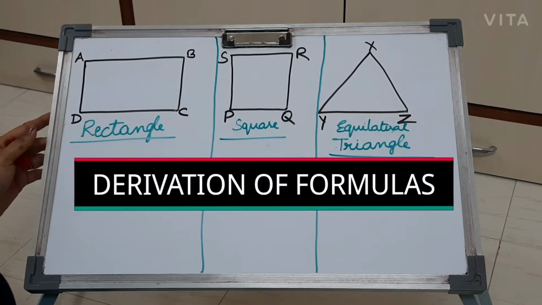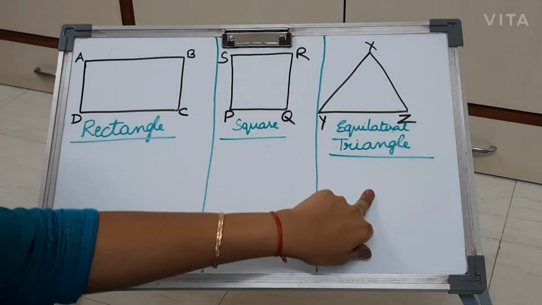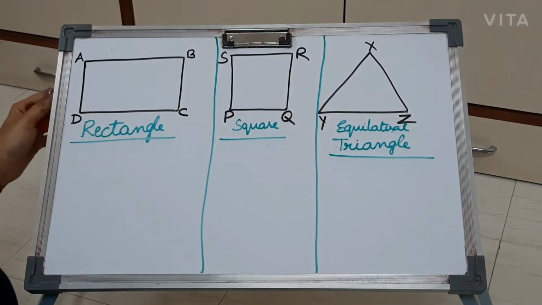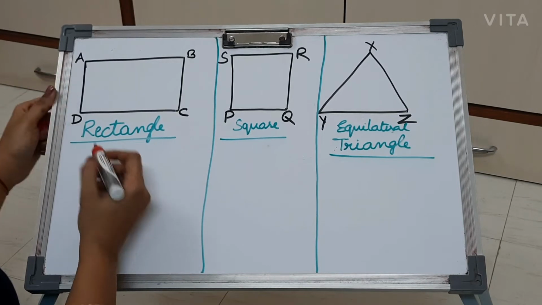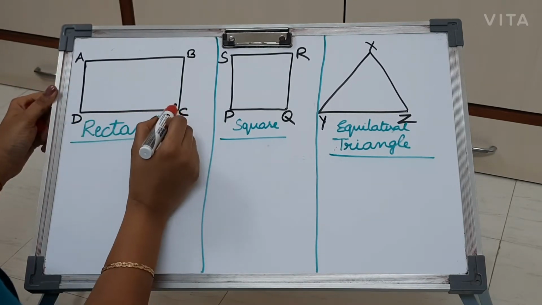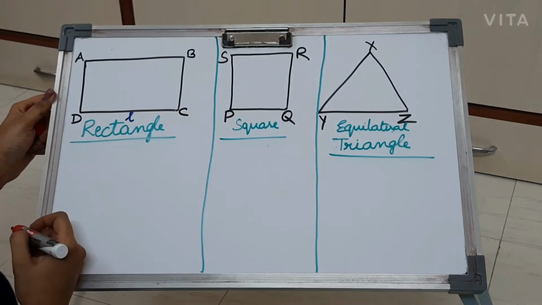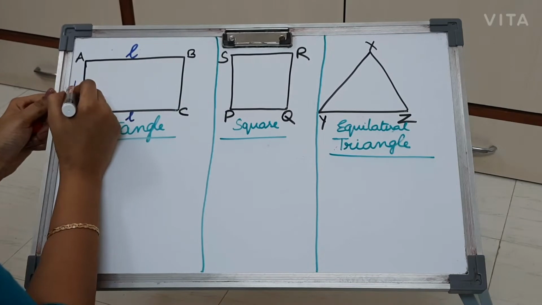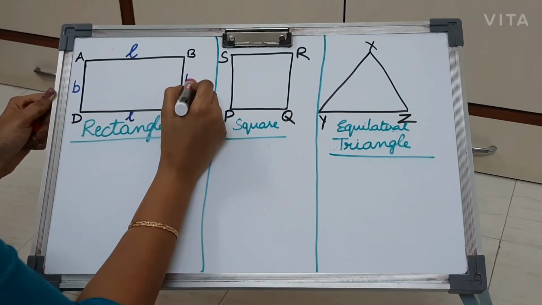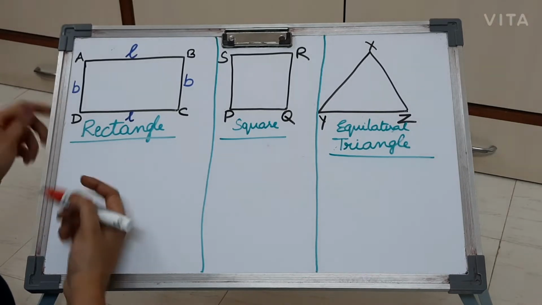Now, how will we derive the formula for the perimeter of a rectangle, square and equilateral triangle? Let's first understand the derivation of formulas. So, this is a rectangle. The bigger, longer side we will take as L, that is length, and the shortest side we will take as B, that is breadth. Okay. So, how will we derive the formula here?